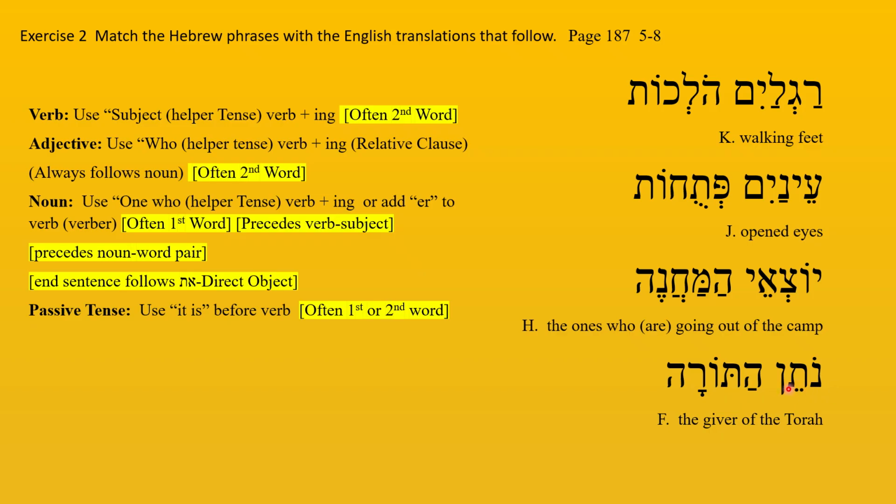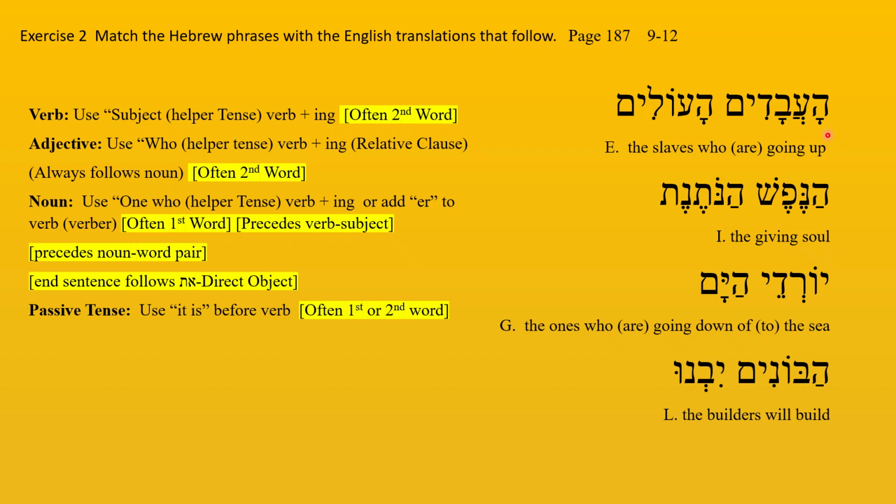Okay. Noten HaTorah. Noten, you have again the participle, active, because O is in the second position. The giver, so the one who gives, that's a giver, the giver of the Torah. Okay, again, you're matching with this, but otherwise you would look in the context of the sentence to make sure that this is a word pair form. Okay.